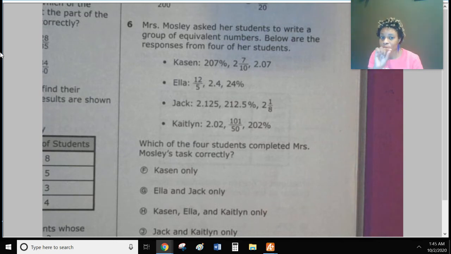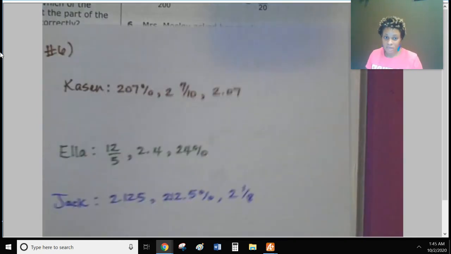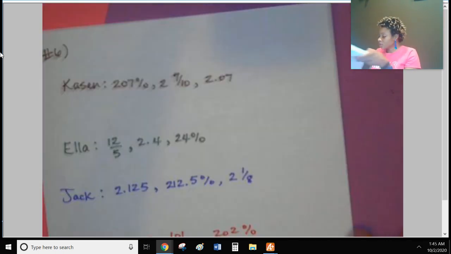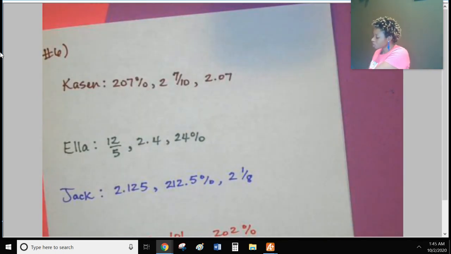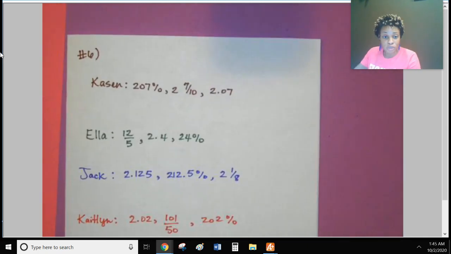So we want to see which student has 3 equivalent representations: fractions, decimals, and percent. So we have to check their work. So we know there's more than one student because this is which of the 4 students. So our answer is going to be more than one student. Again, I've taken the liberty to write these numbers down for us. And again, we just have to go through each one and see if they did it right using what we know.